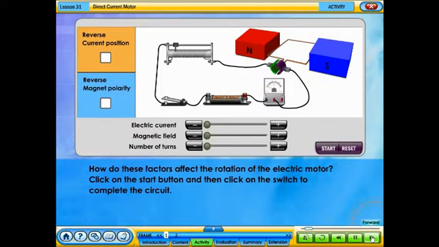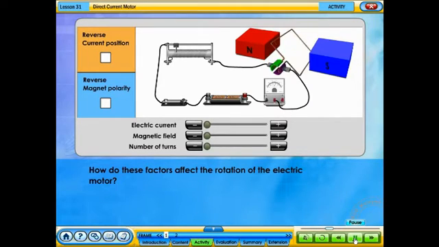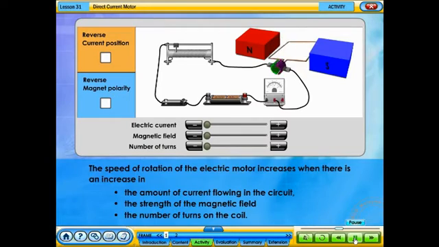How do these factors affect the rotation of the electric motor? The speed of rotation of the electric motor increases when there is an increase in the amount of current flowing in the circuit, the strength of the magnetic field, and the number of turns on the coil.